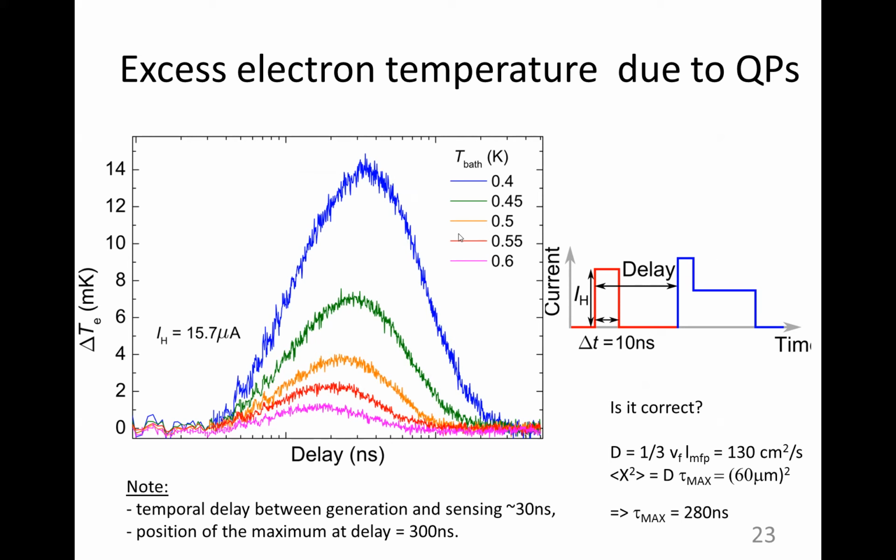We see that the amplitude changes, and I will discuss in a moment why it happens. Nevertheless, we see that the position of the maximum is approximately 300 nanoseconds, and it corresponds to a diffusion constant of the order of 100 centimeters squared per second. This is the somewhat expected diffusion constant value for quasi-particle diffusion in a superconductor.